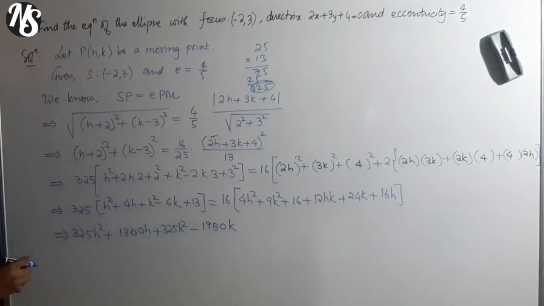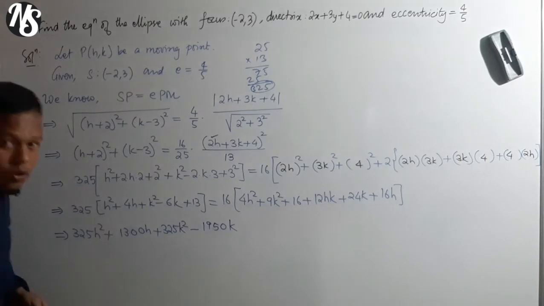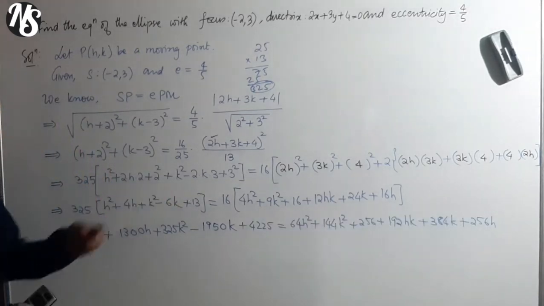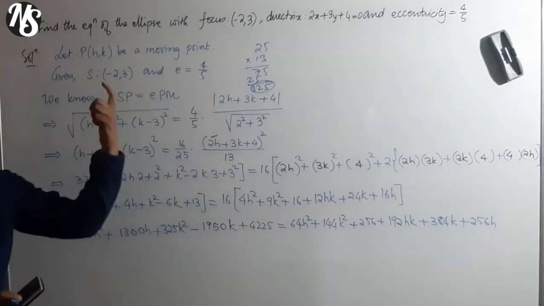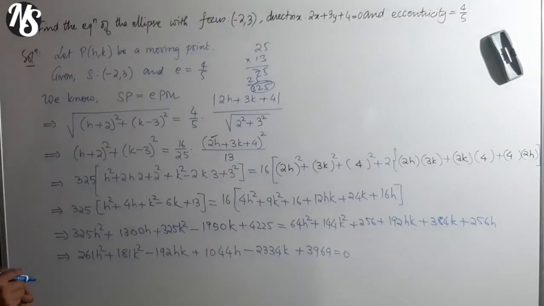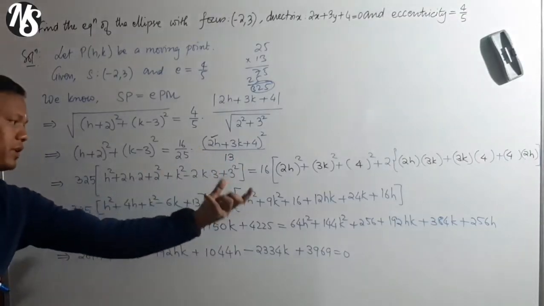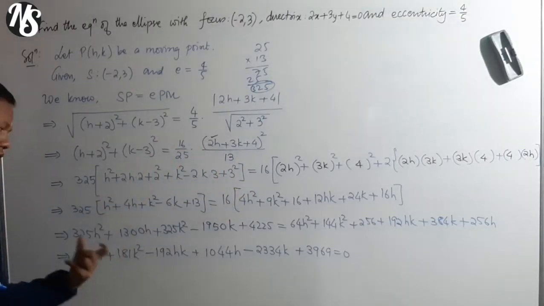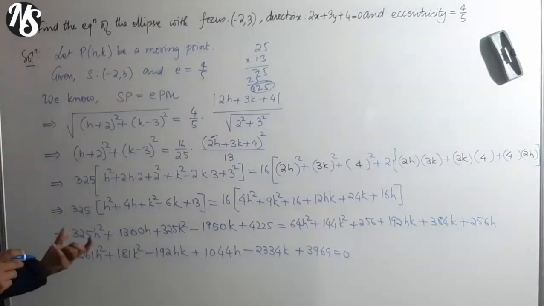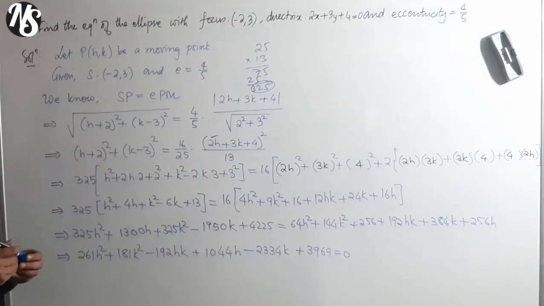Or else you can make use of your calculator in order to save time. So after multiplication we get that much. So let's bring everything to the left hand side and simplify this. When you bring everything to the left hand side and simplify, you will get this much. I know this is a very boring topic, but you have to work. There is no option for you.